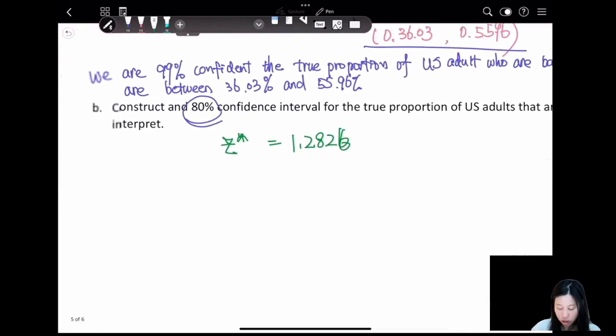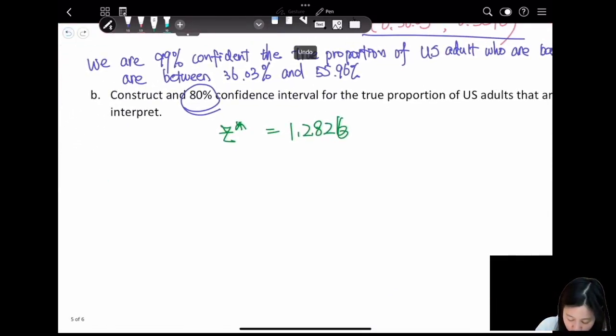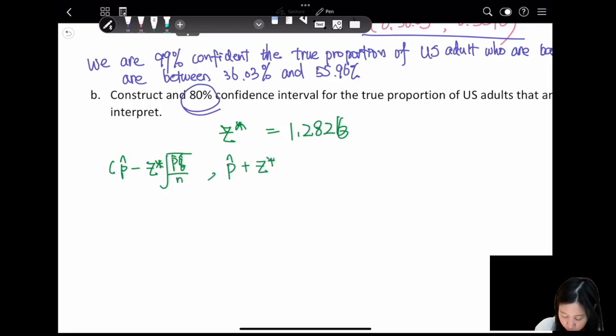So now let's take a look. Our lower bound is p hat minus the z-score, our new z-score, times the standard error. And the upper bound is p hat plus the z-score times the square root of p hat q hat over n, the standard deviation of the proportion. Now we just plug in the numbers. The numbers are the same, right?